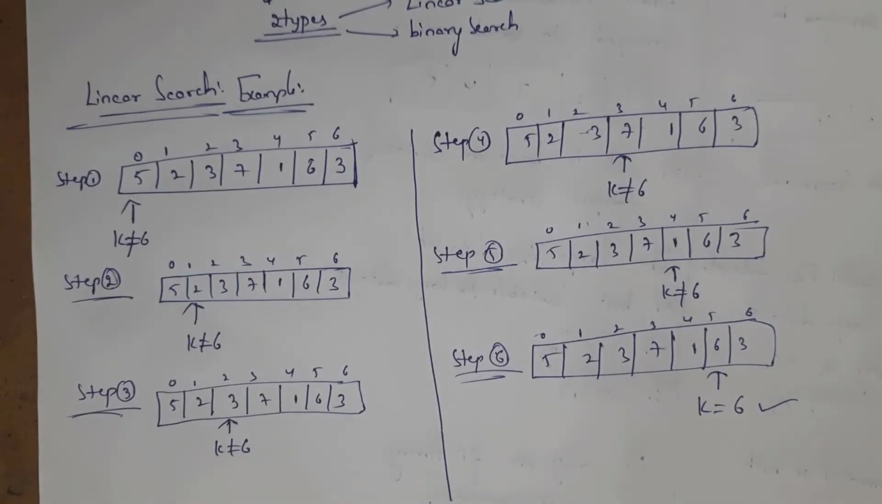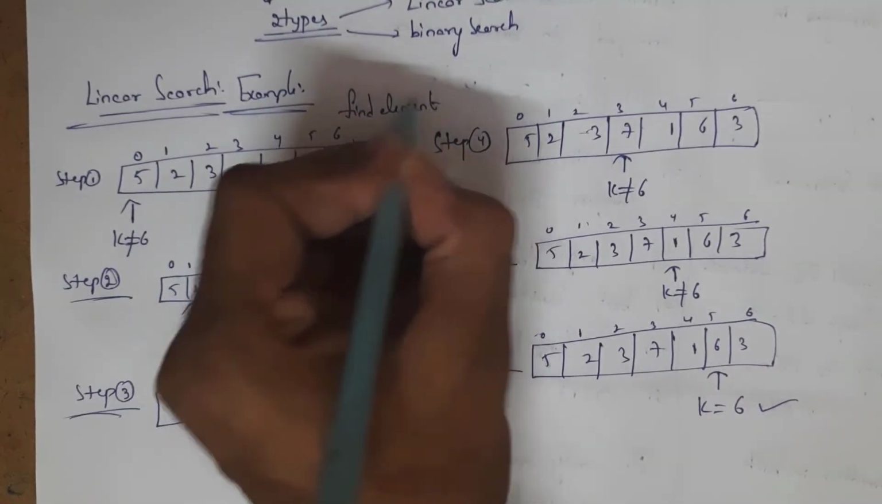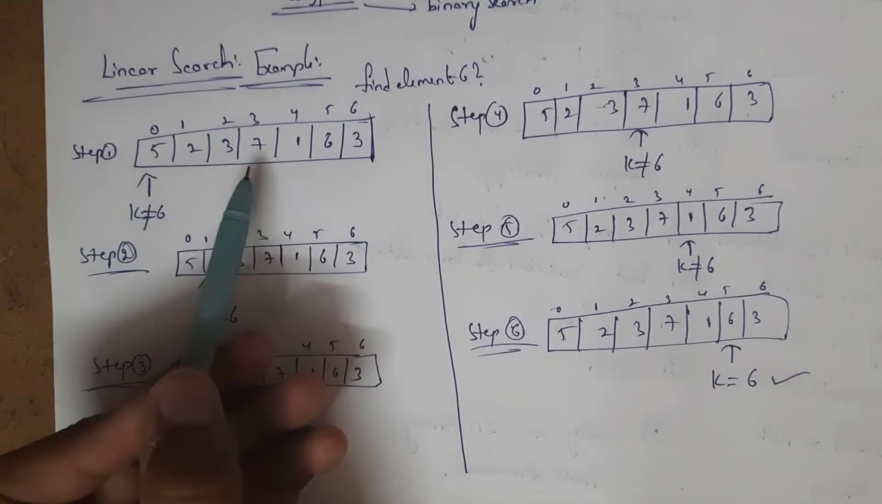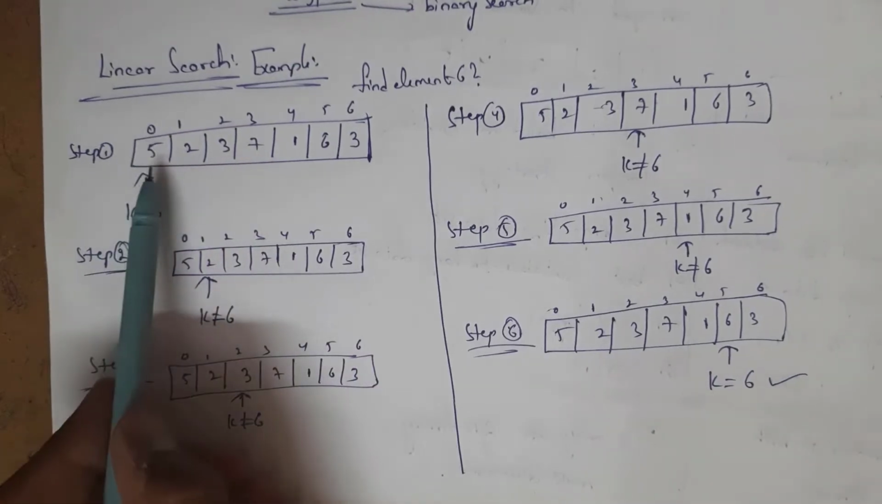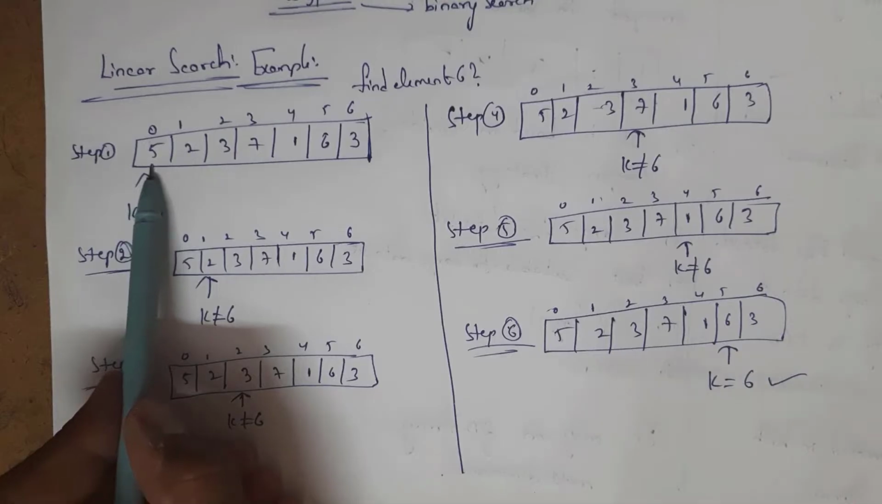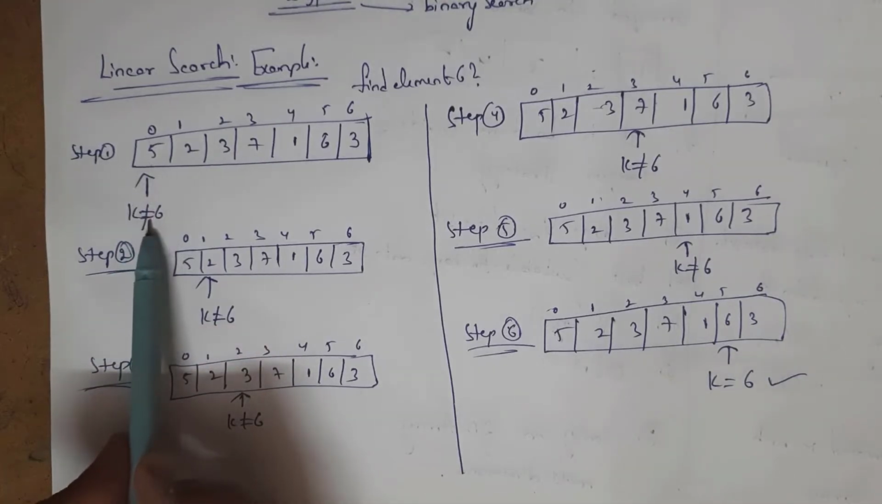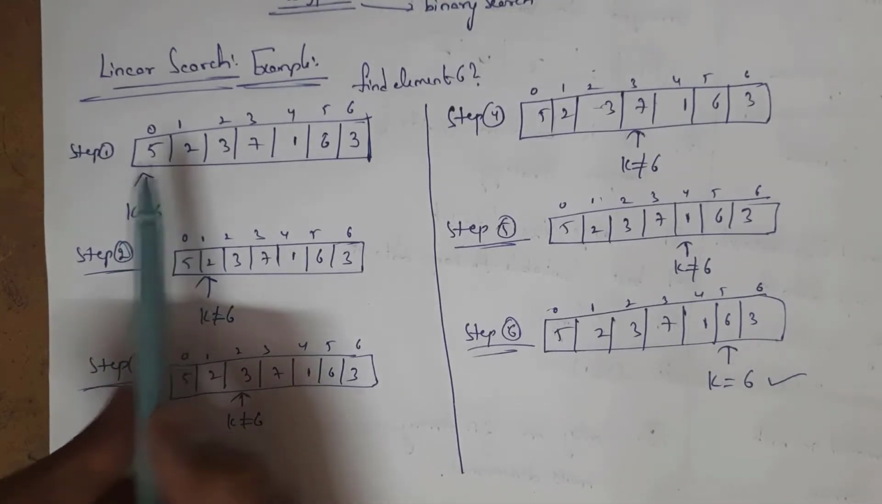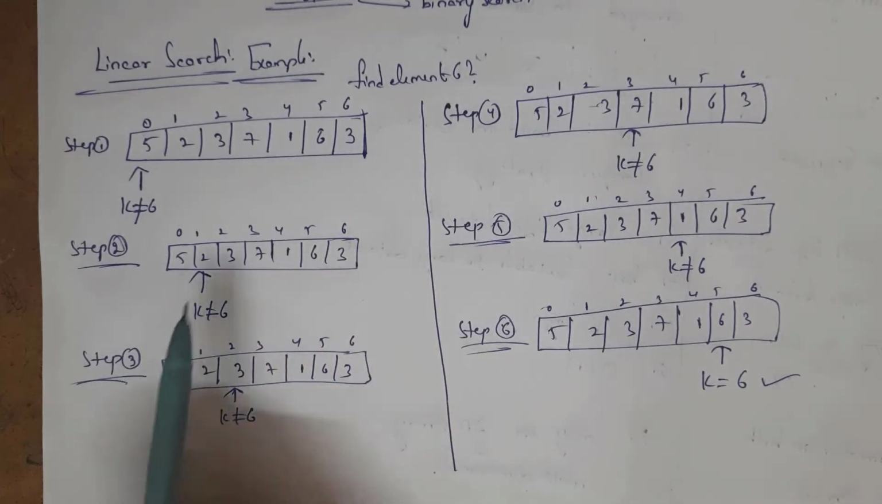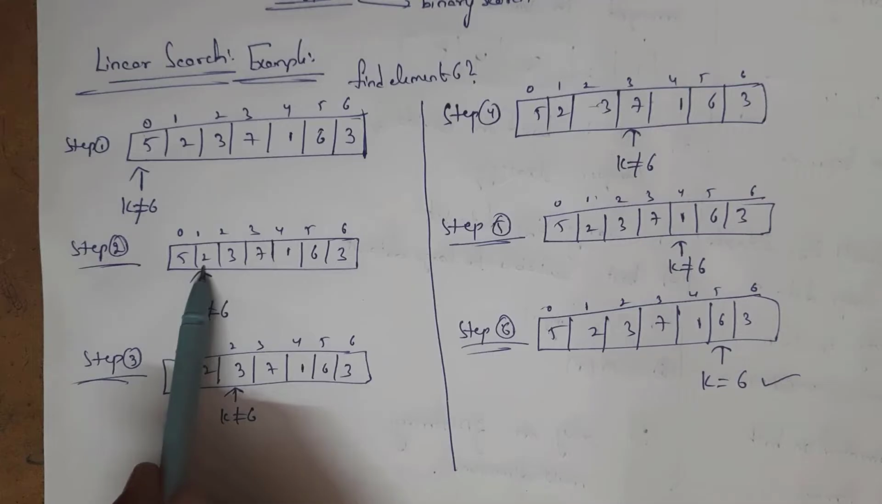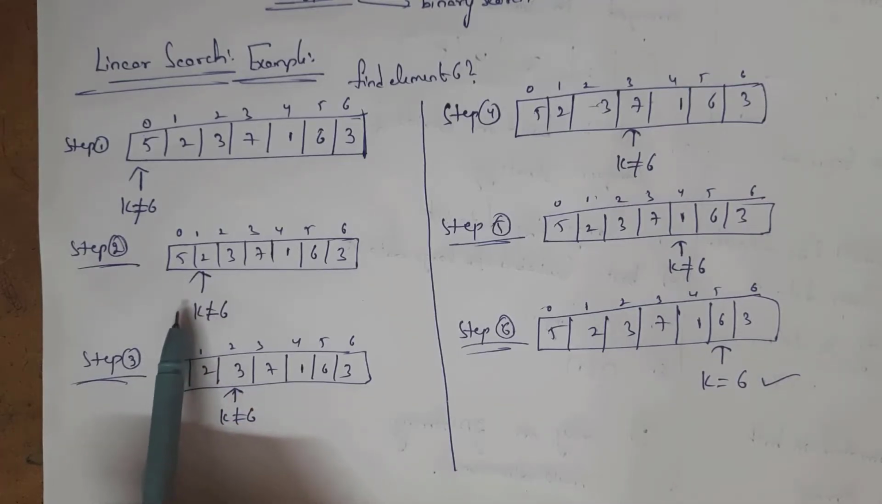This is an example. Here I need to find element 6. Here total there are 7 elements. Here I have given index numbers for each element. As we know, index number starts with 0. Here in index number 0, element is 5. 5 is not equal to 6. So we need to move cursor one position forward. In step 2, I placed cursor to next position, that is index number 1. In index number 1, element is 2. So 2 is not equal to 6. So again we need to move cursor one position forward.